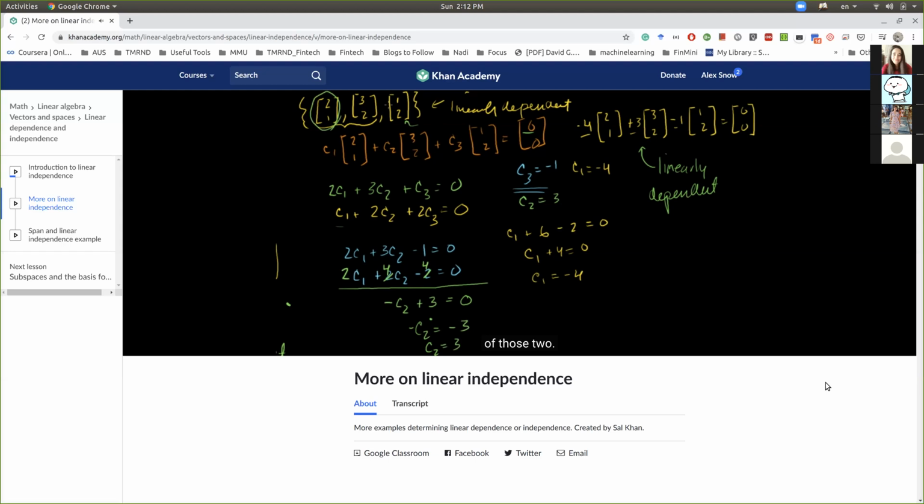There's not kind of one bad apple in the bunch. Any of them can be represented by the combination of some other, by all of the rest of them. So hopefully, you have a better intuition of linear dependence and independence. Maybe I'll continue. I'll do a few more examples in the next video.